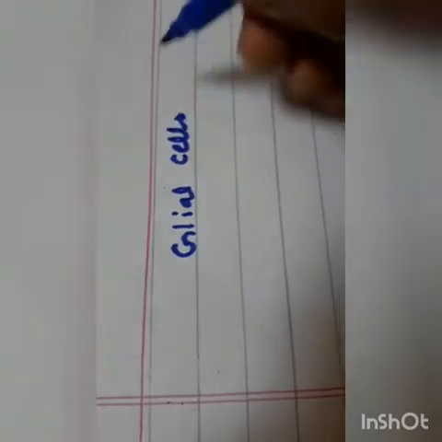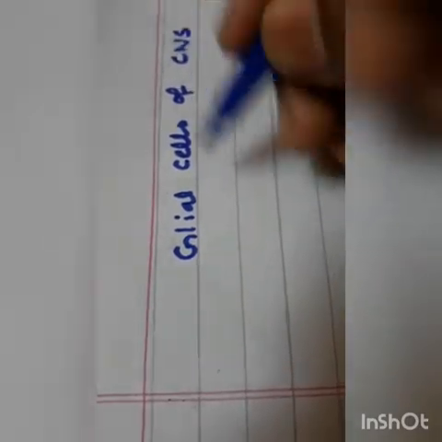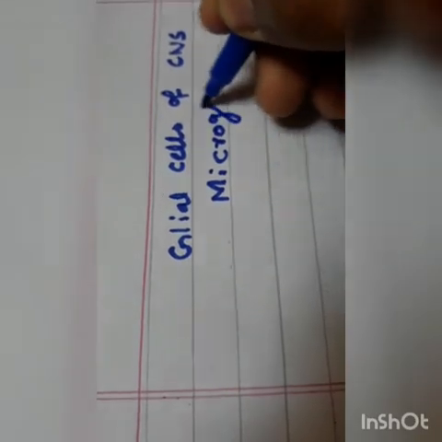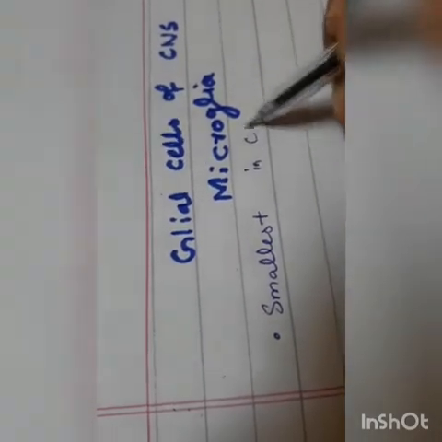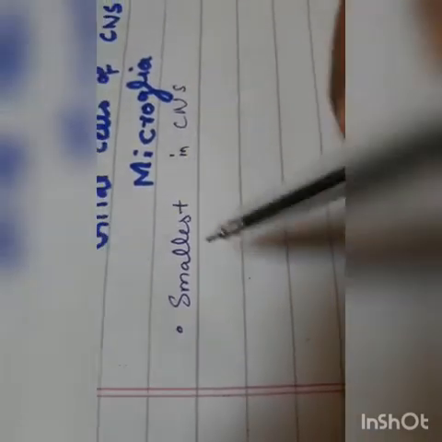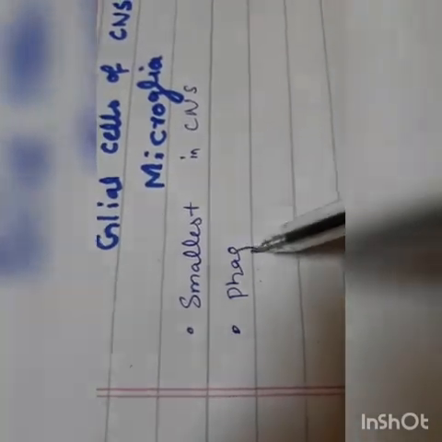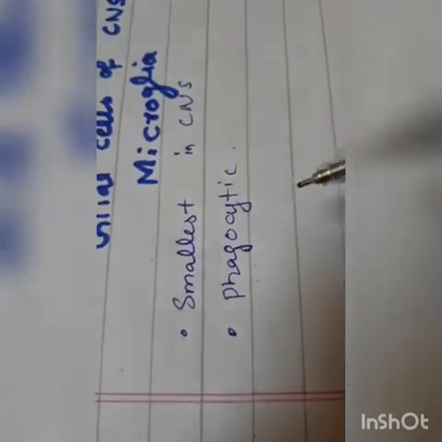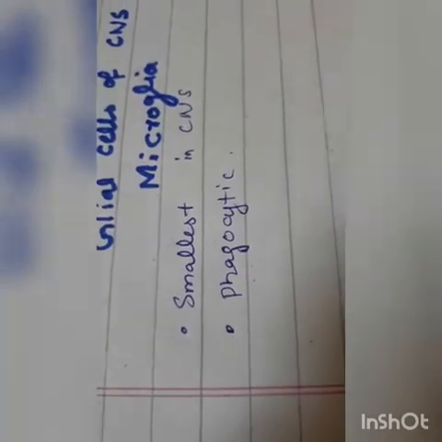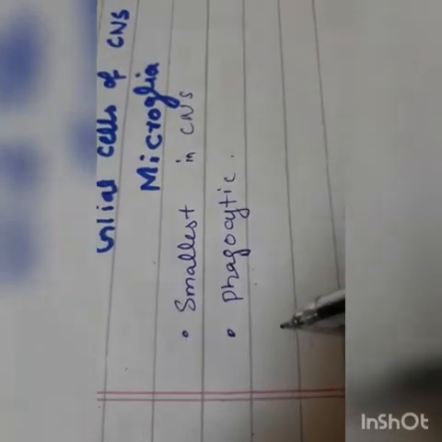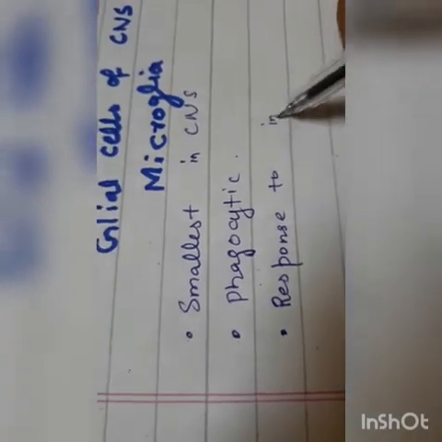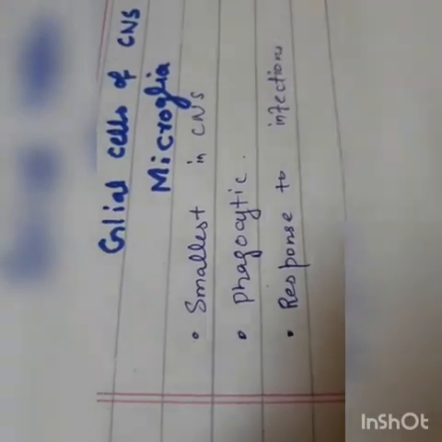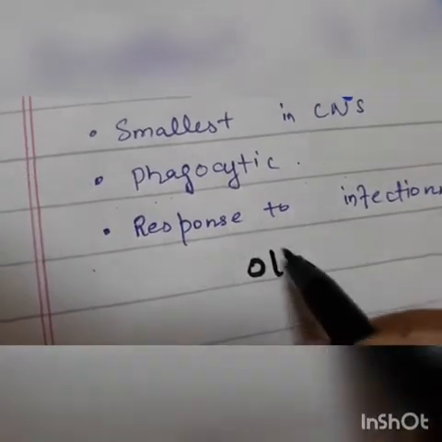Glial cells of the CNS: microglia. Microglia are the smallest glial cells in the central nervous system, and they are phagocytic, self-eaters. They remove debris, act like macrophages, and move in response to infections.